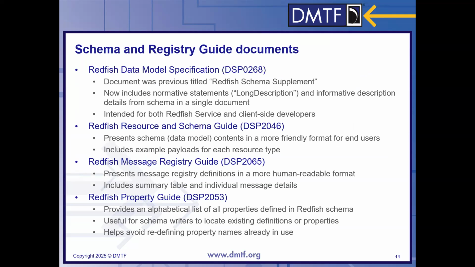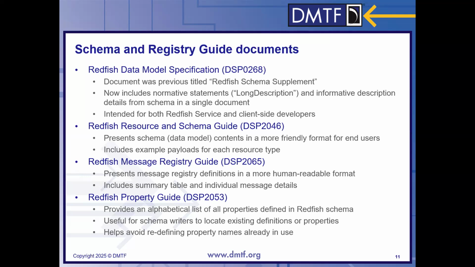All right. So as a reminder, we do have several guide-related documents available that come in as part of every release. We have DSP 0268, the Redfish data model specification. This takes all the long descriptions and all the normative text out of the schema and creates a single document for that. It's really intended for both the service and client developers. So if folks are not looking to jump right into schema, they have a human readable document available.